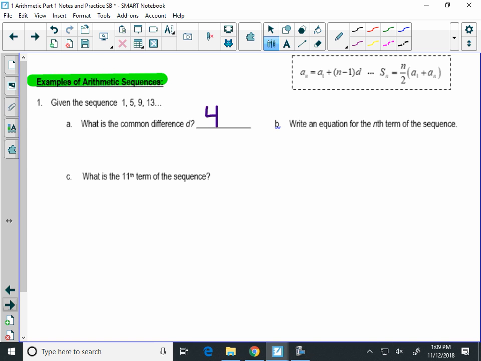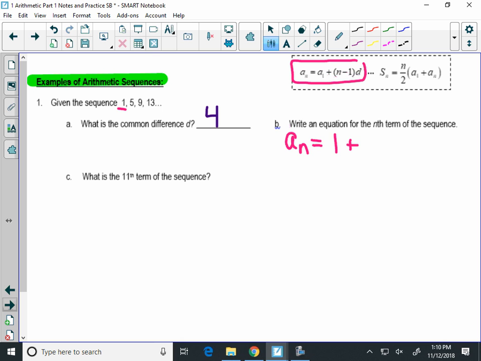Now we're going to write a formula for the nth term of the sequence. So what that means is we're going to use, when we find the nth term, a sub n. Okay, that's what our formula is going to be. So we're going to start with a sub n equals. All right, let's figure out what we have. Do I know a sub 1? That's my first term. Do I know the first term? I think I do. It's 1. So I'm going to put a sub n equals 1 plus.